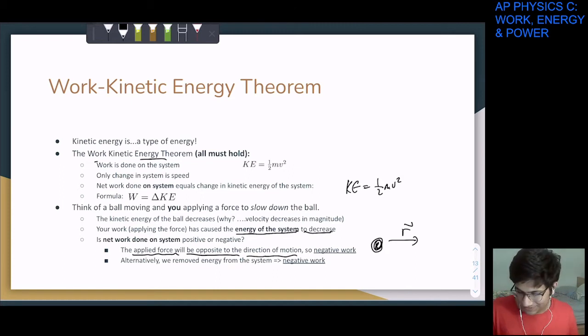You want to push opposite this direction, right? So your force is going to be that way. If you push in the same direction, you're just going to speed up the ball. Because they're opposite, the cosine is going to be negative, so we have negative work.